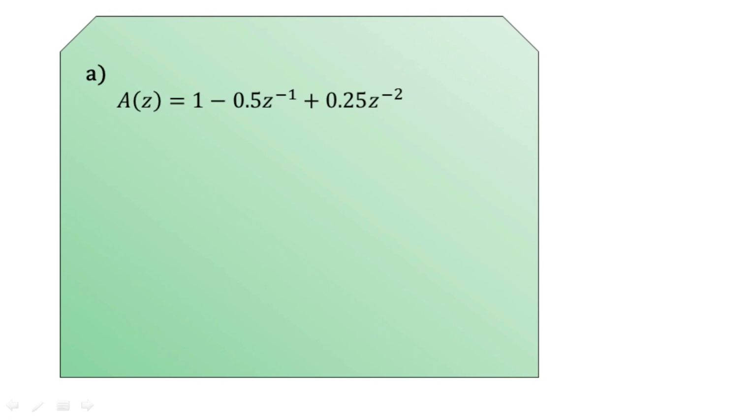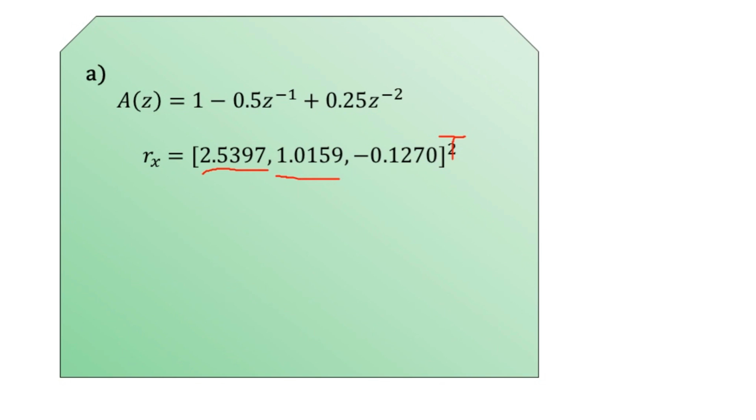Now from this representation of the second order all pole model in the Z domain, we can extract the autocorrelation sequence, and that is possible by the use of the inverse Levinson-Durbin recursion. So the autocorrelation sequence that we can extract from this second order all pole model is obtained this way. The coefficients are represented here in transpose form. Here we have obtained the three coefficients of the autocorrelation sequence: the first value 2.5397, the second one 1.0159, and the third one minus 0.1270.